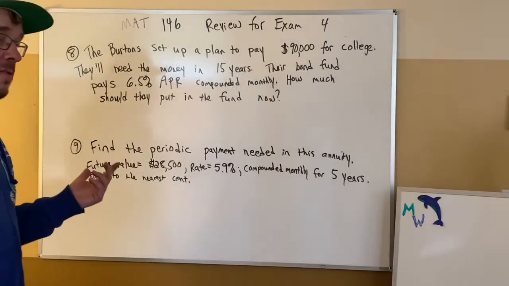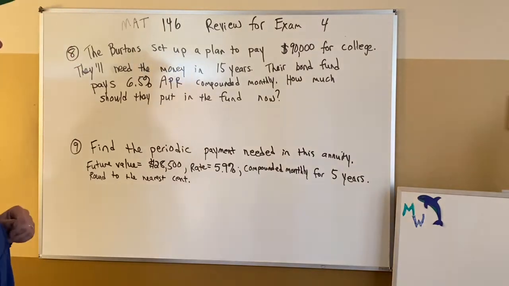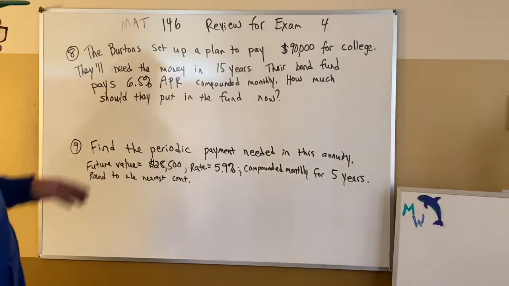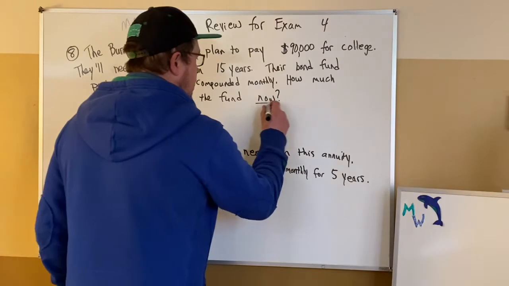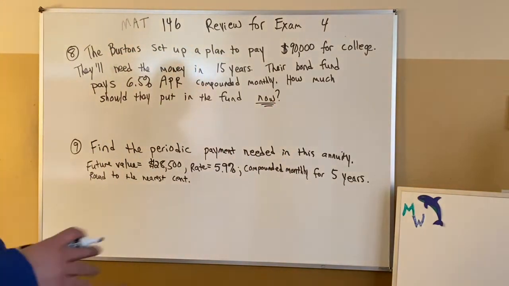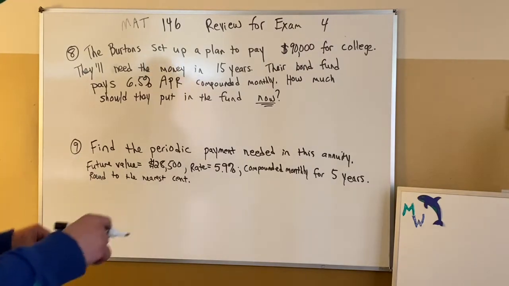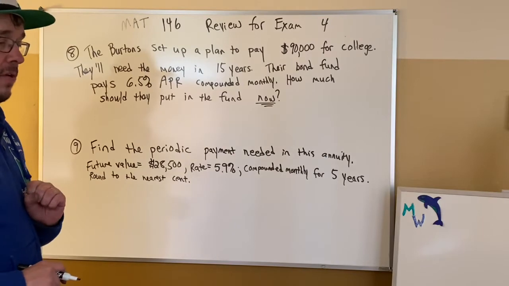Okay, here's the Burtons. They need to pay for college for their daughter. They decide they want to have this money ready 15 years from now. So it says, the Burtons set up a plan to pay $90,000 for college. They'll need the money in 15 years. Their bond fund pays 6.5% APR, compounded monthly. How much should they put in the fund now? Not how much should they put in periodically, every month or something like that. Right now, it's all going in. This is compounded, but it's one big payment going in.